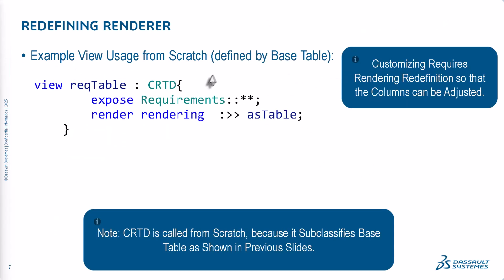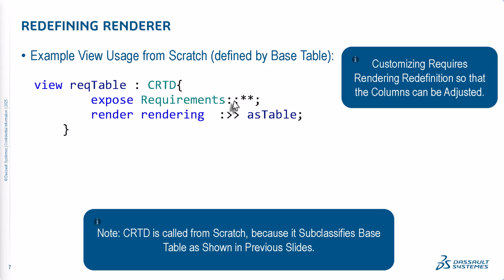So again, we're calling this from scratch. We have this view usage here, calling rectable, and it is being typed by our CRTD. This was the short name in the previous, and we remember that we used the base table. It was this subclassified the base table, so we are inheriting nothing from that base table. Only the as table property are we inheriting.